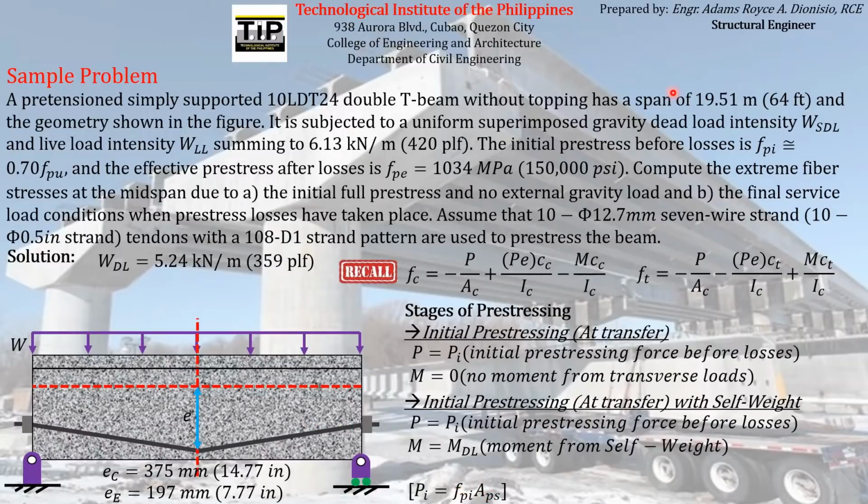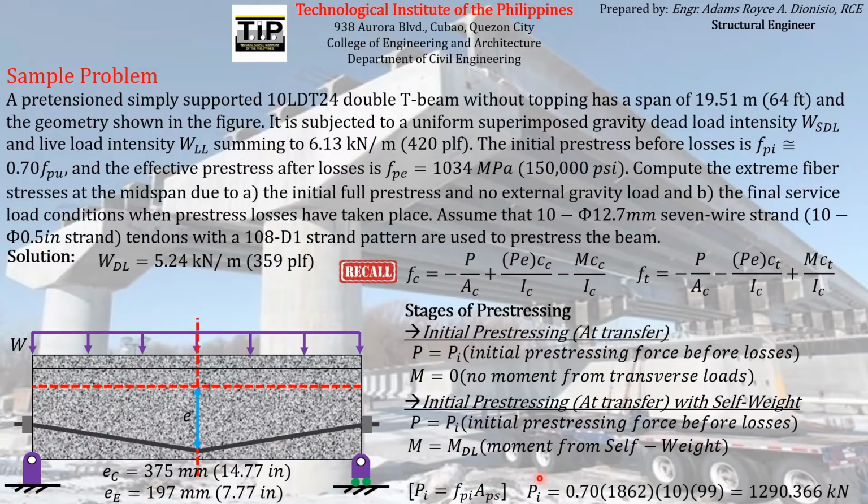So the FPI, according to the problem, is 70% of FPU. And if you can recall, the FPU is given in the problem as well as APS. So APS is 10 diameter 12.7 mm, and the cross-sectional area of that 7-wire strand, according to the problem given before, is equal to 99 mm squared. So we can just substitute all of those values here.